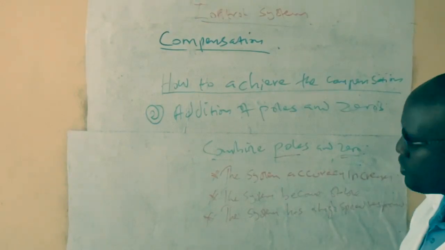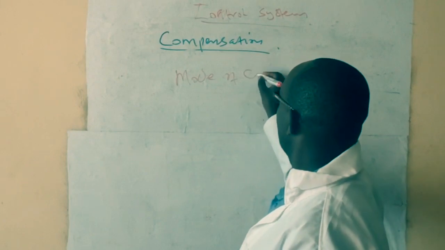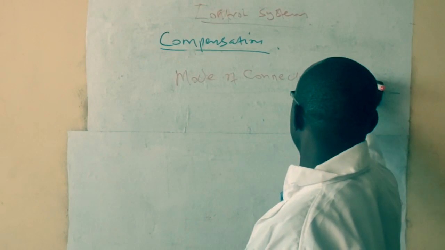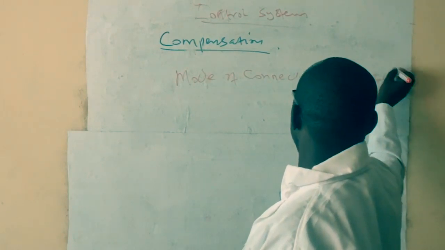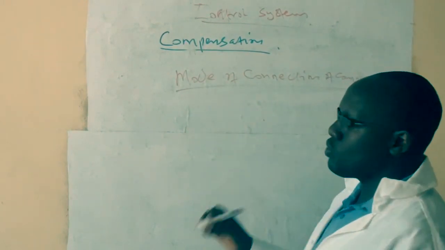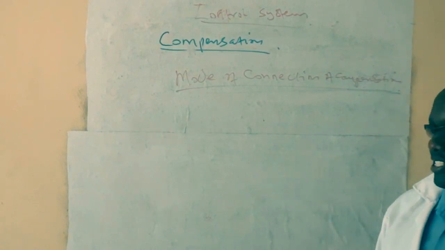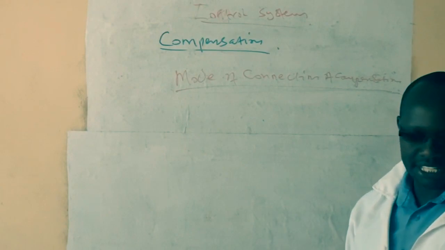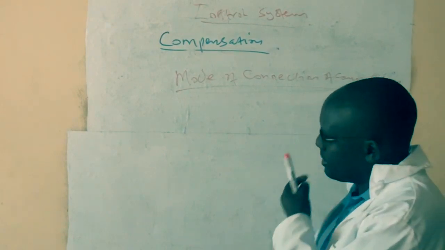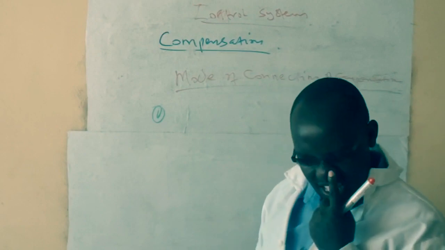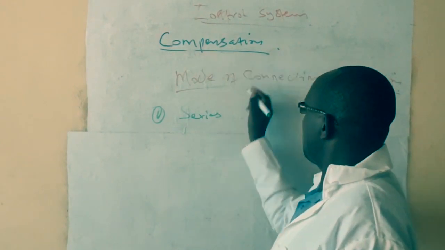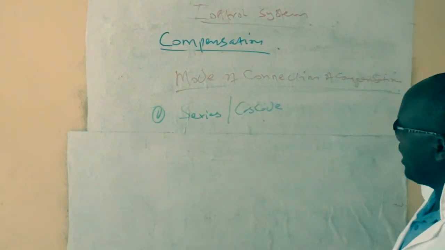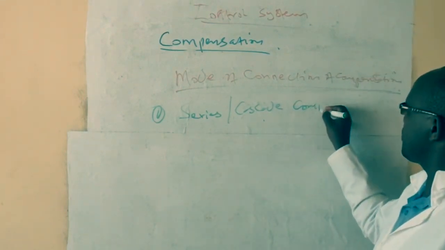Then another subtopic is connections of compensations, the mode of connections, or the arrangements. How do we arrange the compensations? We've got three methods. One is series compensation, or we say cascade compensation.